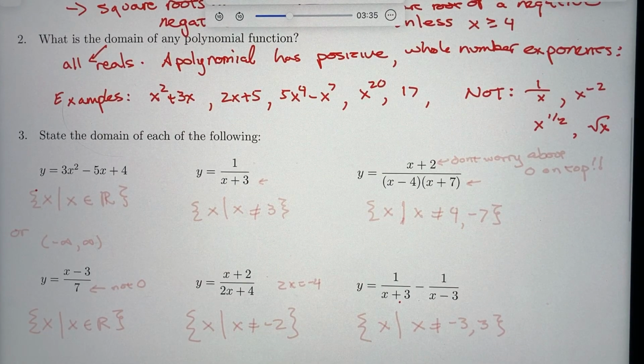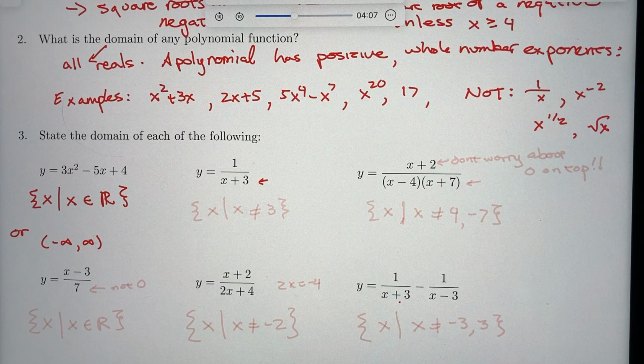So if you have something like the first problem in problem 3, the first one, the domain is all reals. So how do you notate that? You say x, set builder notation says x such that x is a real number. Interval notation says negative infinity to infinity. Unless I ask for a specific notation, I don't care which. I kind of prefer set builder notation mostly because it's easier to write from what you say.